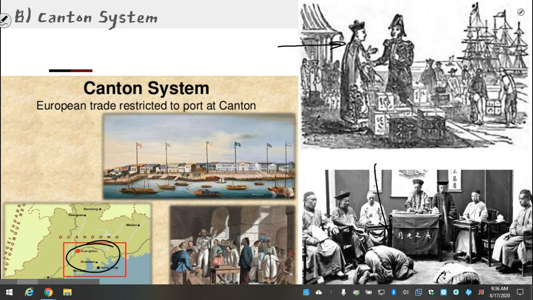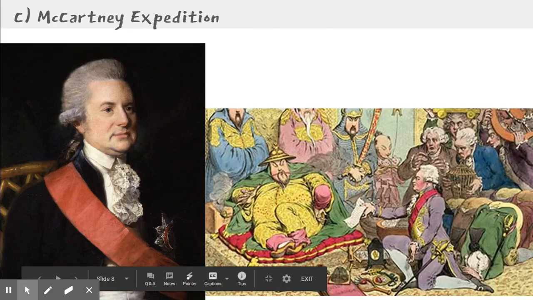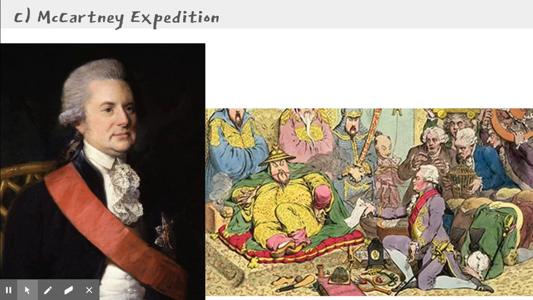But for most European nations, the Chinese goods, especially tea, were so profitable and so sought after that they were very willing to bow before the Chinese emperors in order to get access to these incredibly valuable markets. One notable exception to this was the British emissary, Lord Macartney, who refused to bow before the Chinese emperor, and the British were then completely banned from trading with China.